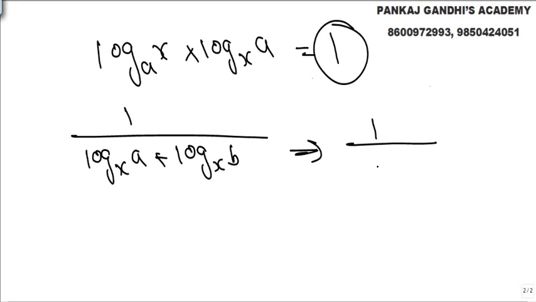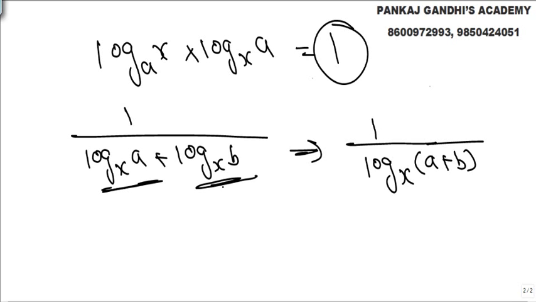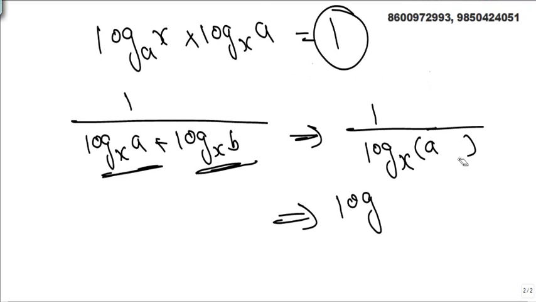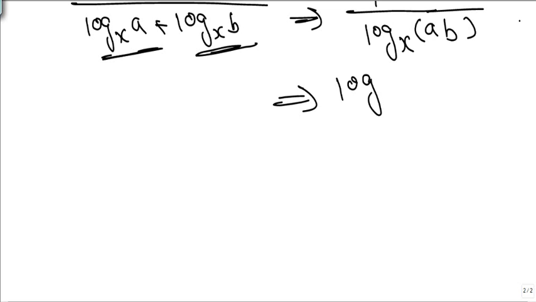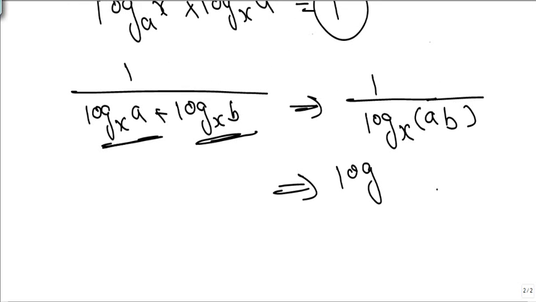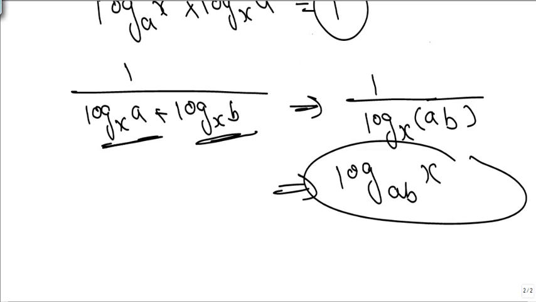So what we get is 1 upon log to the base x of a plus b. Standard property: log a plus log b, changing the base, sorry, log a plus b, standard properties, I'm so sorry. So what we get here is, change the base, log to the base ab x, 1 by this. We have written it like this.